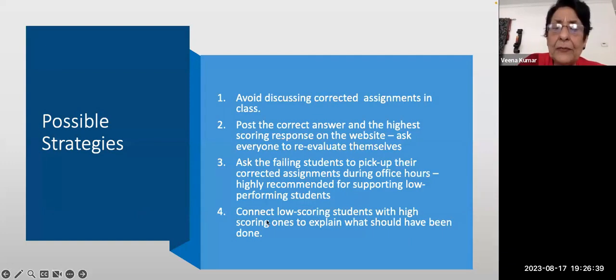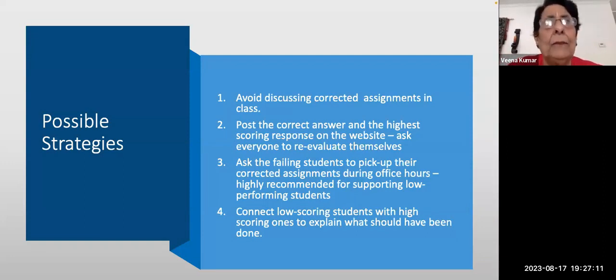Connect low scoring students with a high scoring one to explain what should have been done. So for example, the student whose assignment is right on top and has been chosen for the website can have a small tutorial group. Let's say Sridhar is the student who is up there with 95%, and I can request Sridhar, can you please have one lunchtime meeting with students? Just announce it, whoever comes, comes; if they don't come, they don't come.